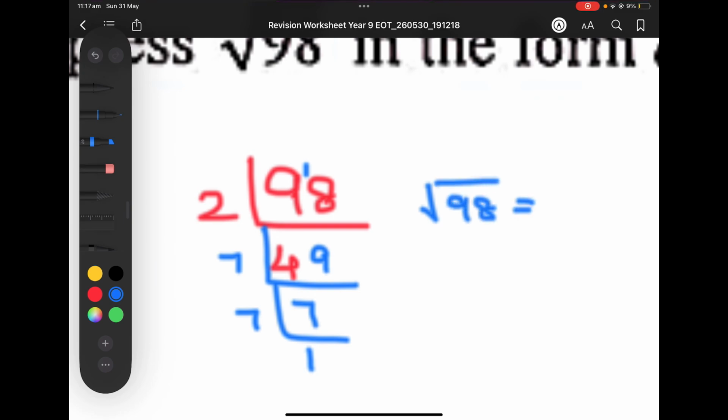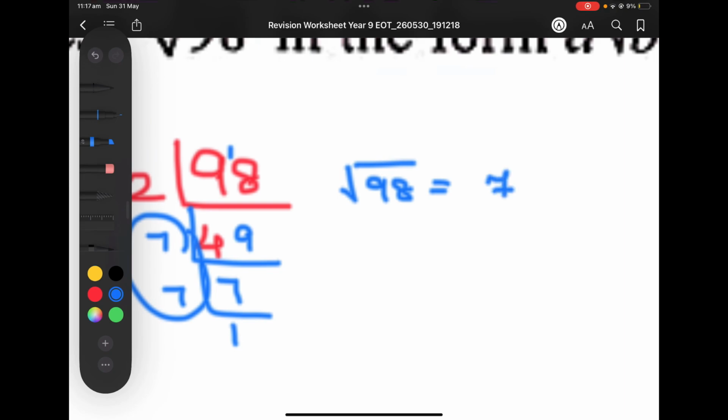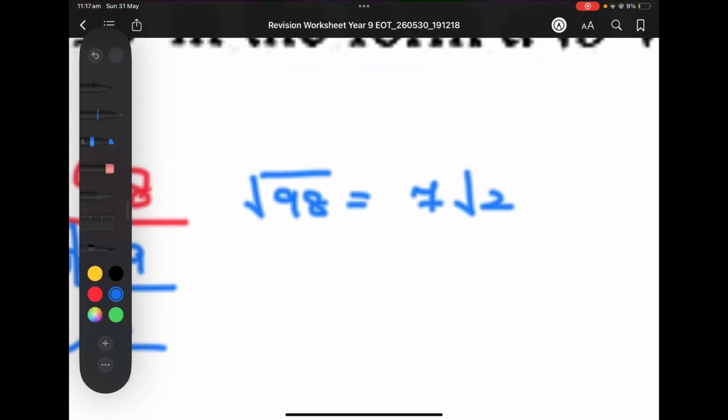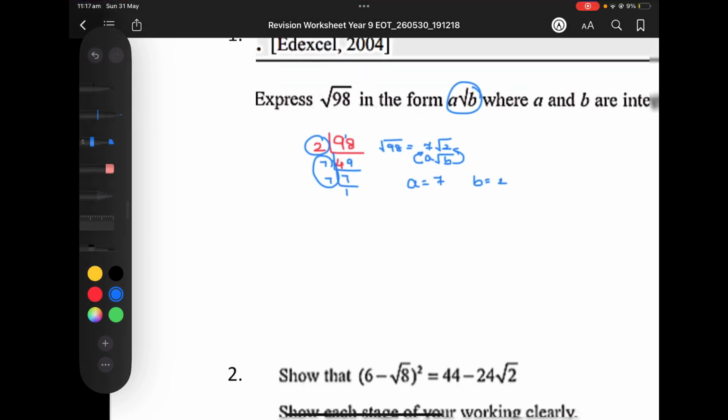Because this number was given as root 98, what do you do? You make the pairs of it. The pairs will be written out, and then the single term will be written inside the root. So 7 root 2 would be the answer. So here your a is 7 and b is 2, because he gave it in the form of a root b. So this is your a and this is your b.